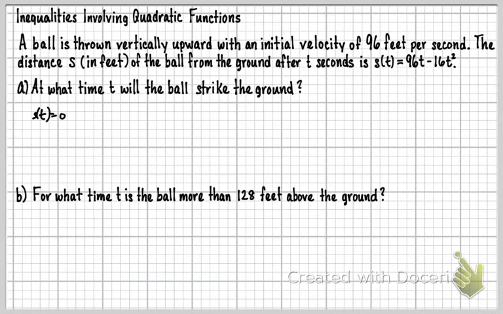That's what we're looking at here. So that means I'm going to say 96t minus 16t squared equals 0. And that's what I'm really going to solve here to find out when this ball is on the ground. So I'm going to write 96t minus 16t squared equals 0. And the way I'm going to solve this is using factoring. So I'm just going to factor this.